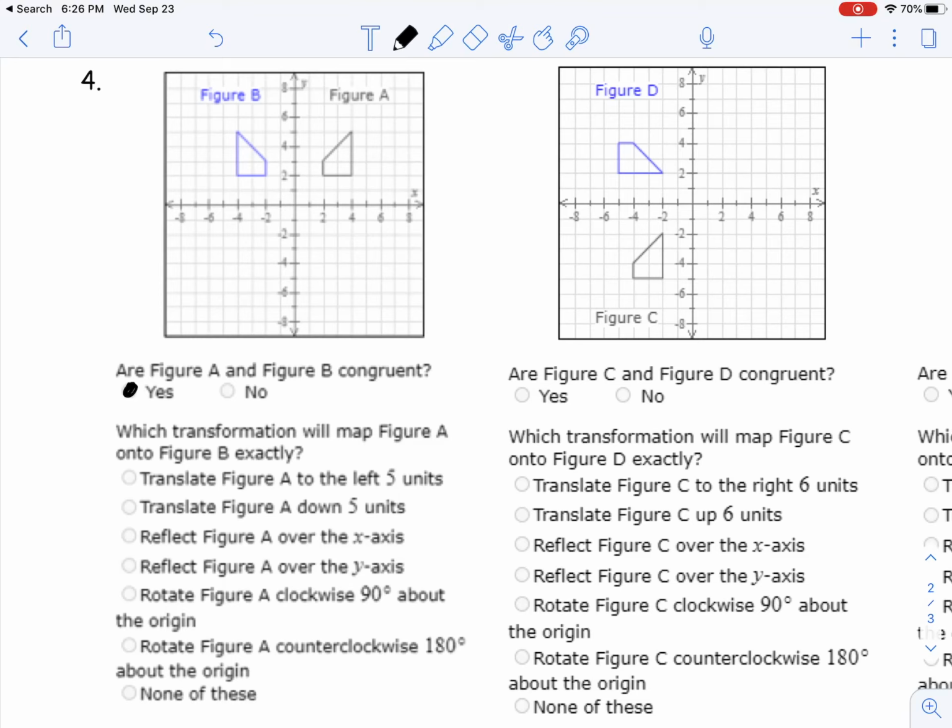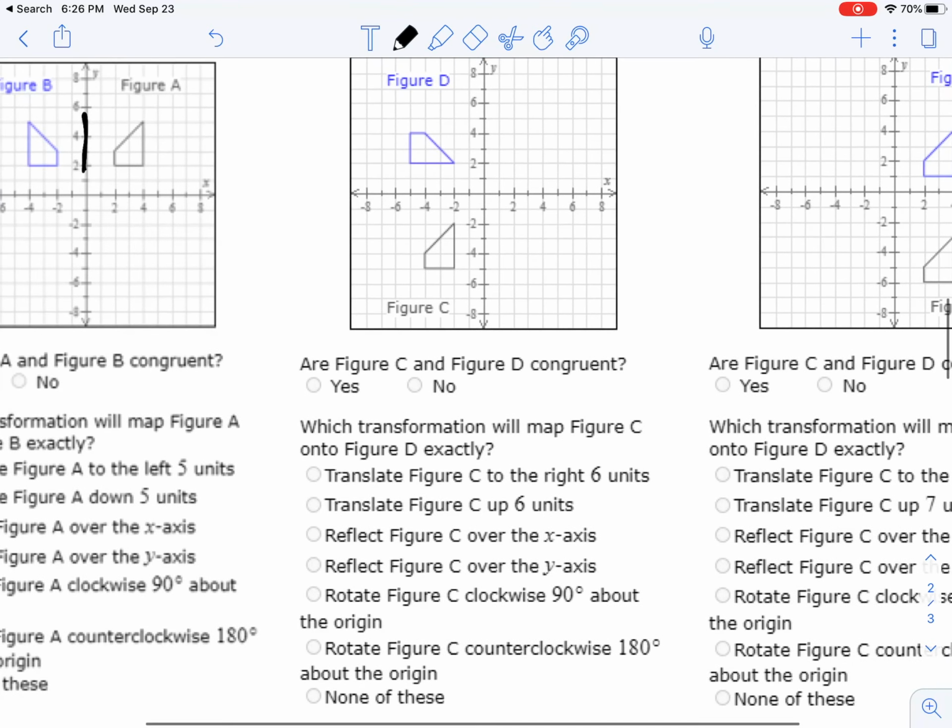Which transformation will map figure A onto figure B exactly? I know it's got to be a reflection, and it looks like this is our line of reflection, which is the y-axis, so I'm going to click that one for my final answer.